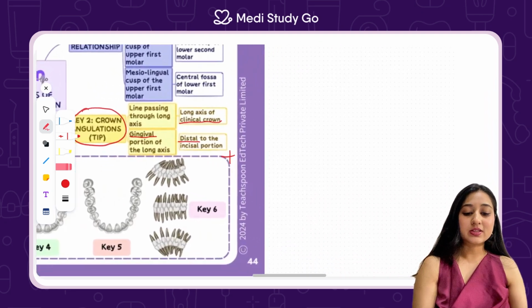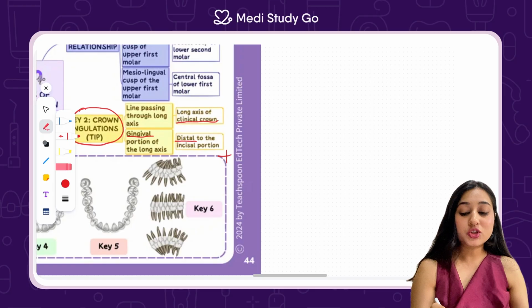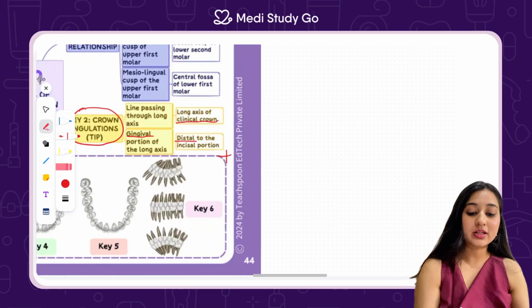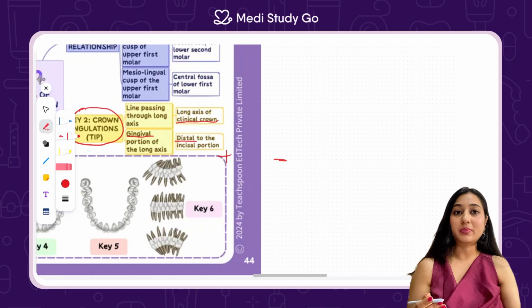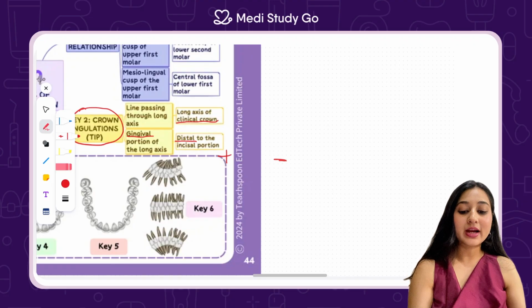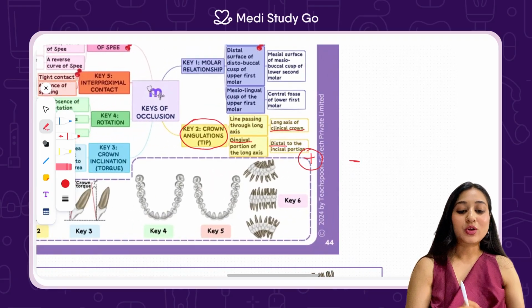In certain cases, which is the non-ideal occlusion, if the gingival portion is more mesial to the incisal portion, it is termed a negative tip, and this is not a sign of ideal occlusion. So in all ideal occlusions, remember that the crown angulations or the tip should be positive.